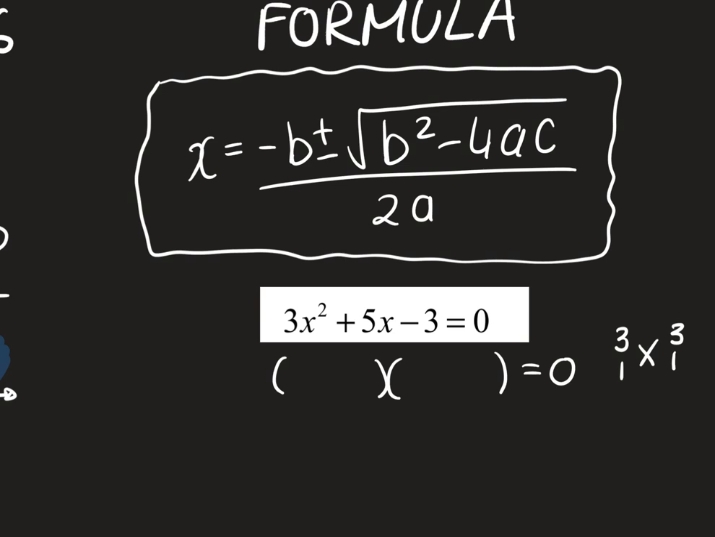Now let's check. 3 times 3 is 9. 1 times 1 is 1. 3 times 1, or 9 and 1, can it ever give me a 5 if I plus or minus it together? Definitely not. Okay, let's try cross.